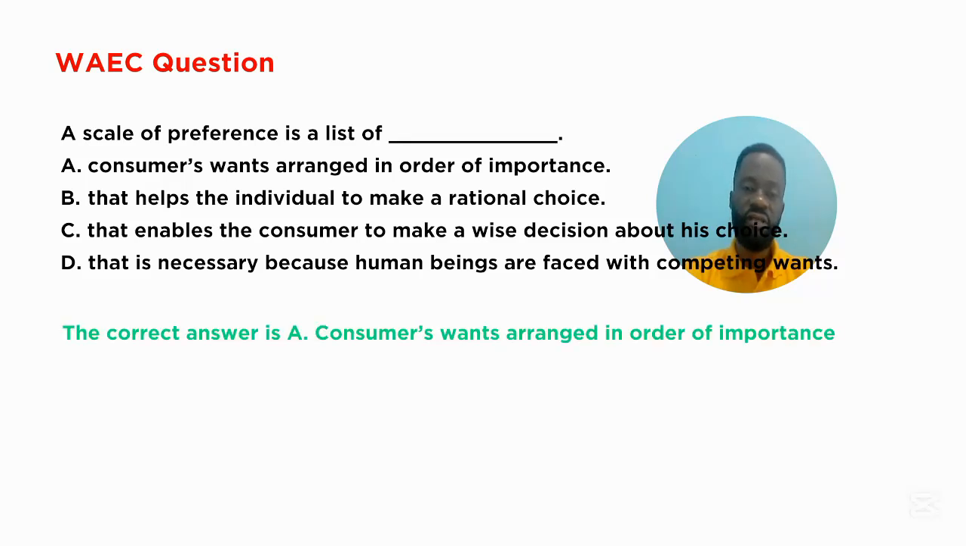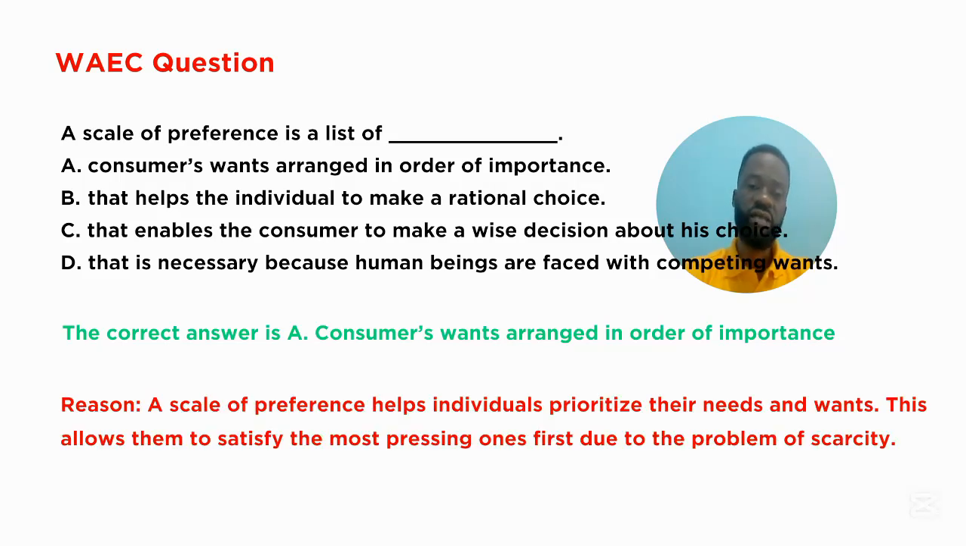The correct answer is A. Consumers' wants arranged in order of importance. Like we said earlier on, a scale of preference helps individuals prioritize their needs and wants. This allows them to satisfy the most pressing one first due to the problem.